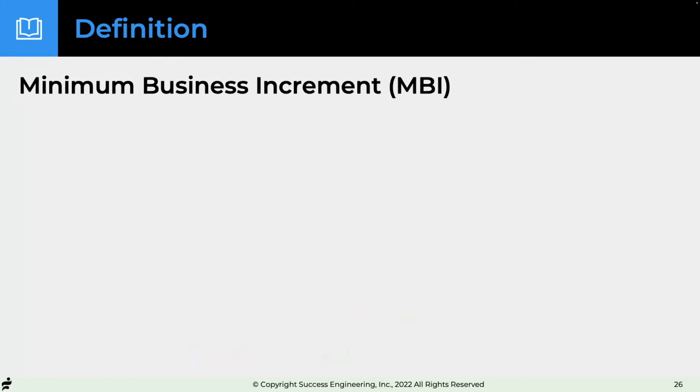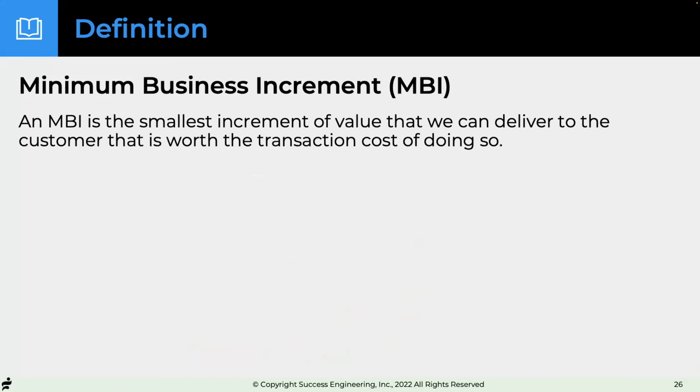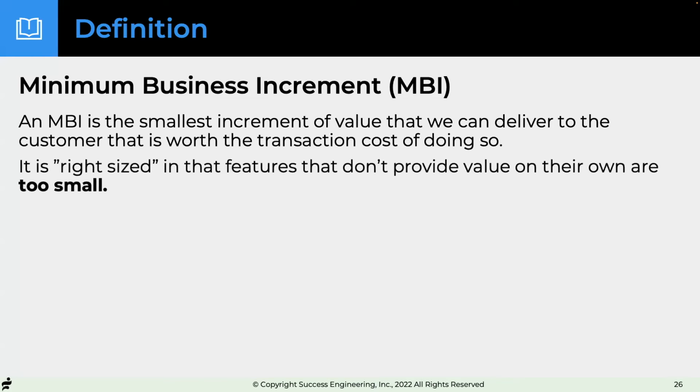It's kind of irritating. Okay, minimum business increment is the smallest increment of value we can deliver to the customer that is worth the transaction cost of doing so. Sometimes you could deliver something, but you'll delay it because there's a cost to the customer consuming it, or possibly to you releasing it. Now you should lower the cost of release, but the consumption by the customer sometimes is something you don't have much control over.